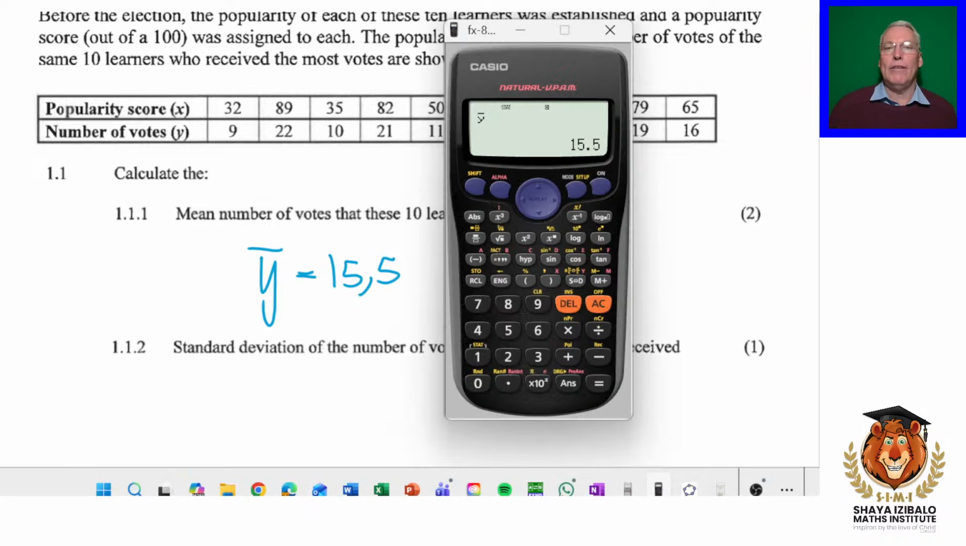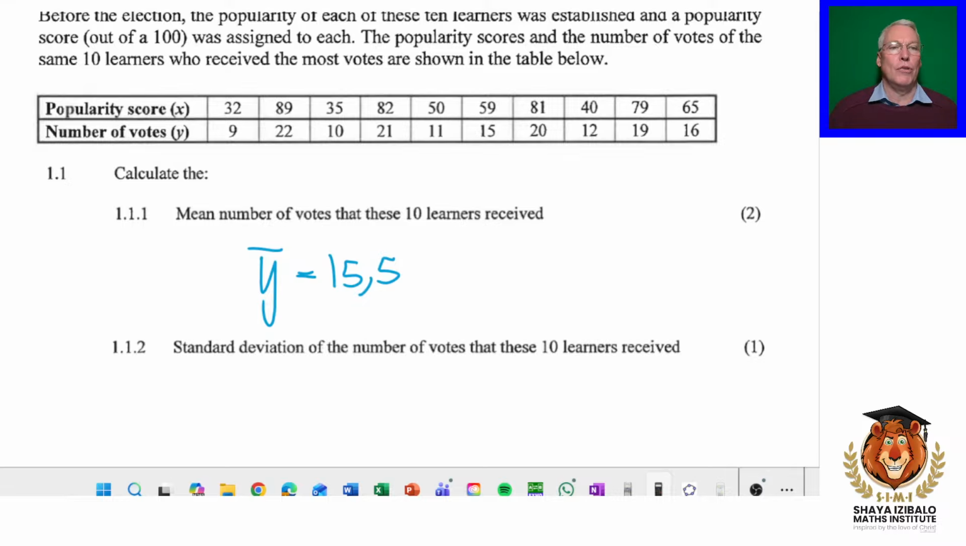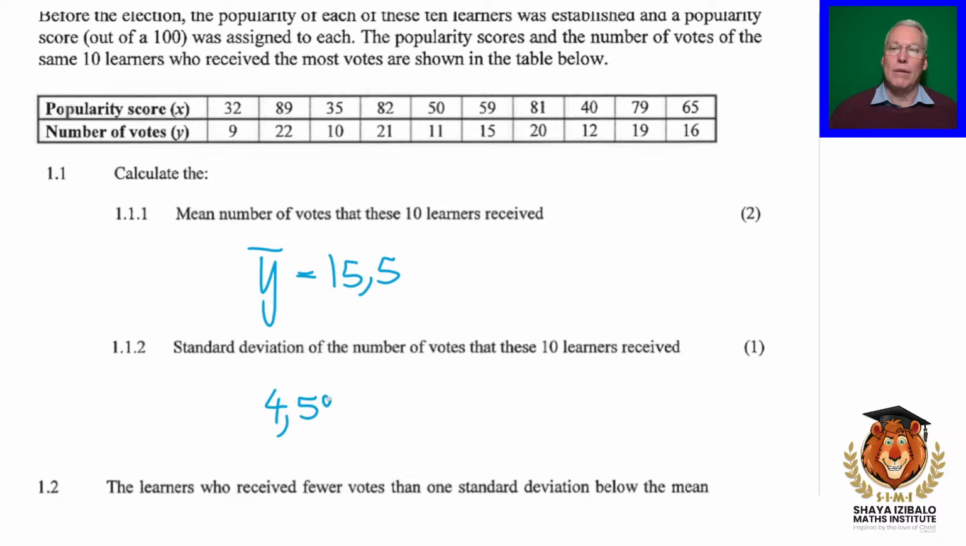Then we want the standard deviation of the number of votes, which is obviously the standard deviation of the y values. So we're going to go shift stat 4 for the variables and 5 for the standard deviation of the y values. Okay, so I've gone for the mean again. Shift stat 4, and so then it's option 6 for the standard deviation of the y values. My apologies. And we get 4,59 if we round off to 2 decimal places. 4,59. Okay, so that's the standard deviation of the y values.